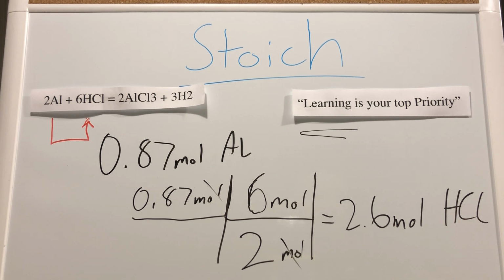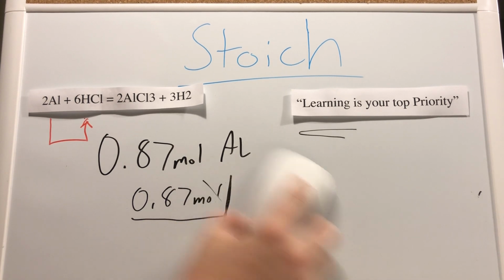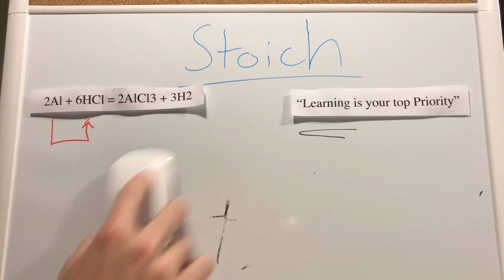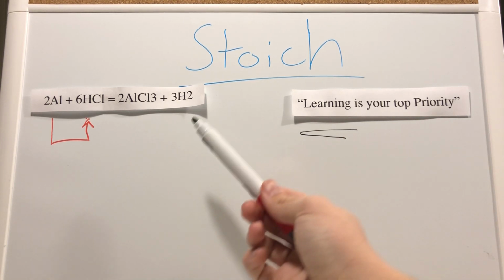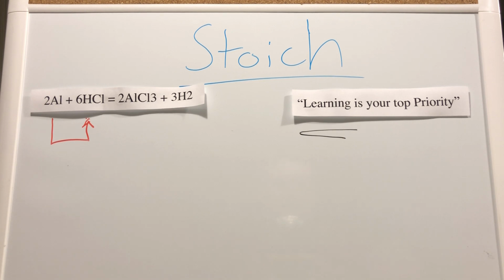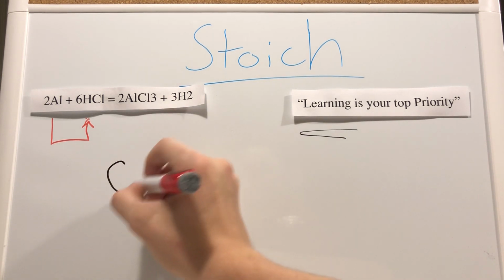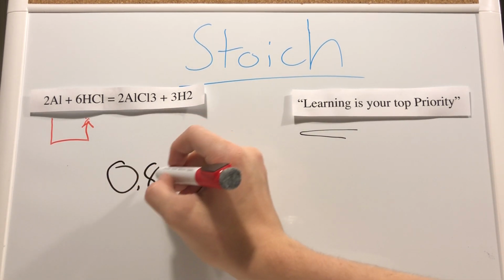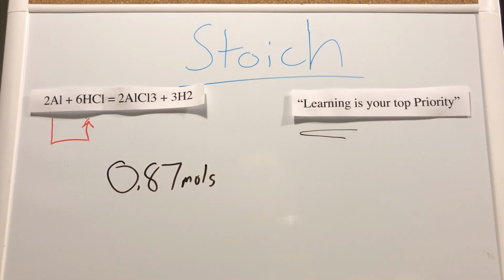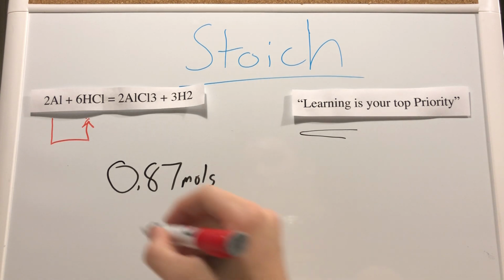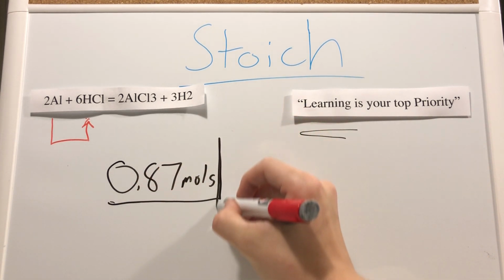All right, so it doesn't just have to be that. Let me erase the board. So let's say you were trying to find maybe the hydrogen gas. You're still going to use the same thing. We have our 0.87 moles of our aluminum. So that's our initial amount. Draw our picket fence.